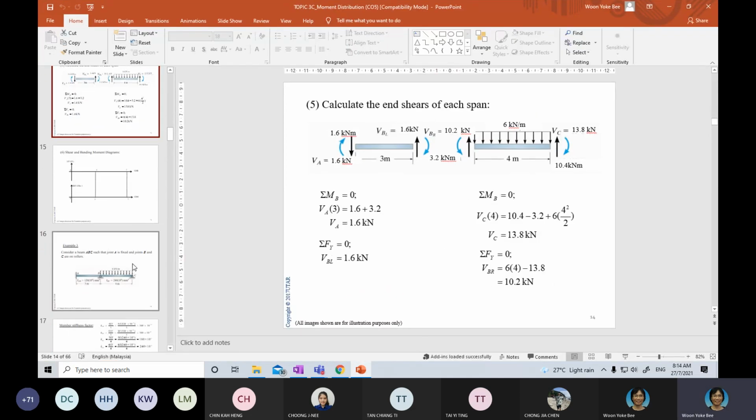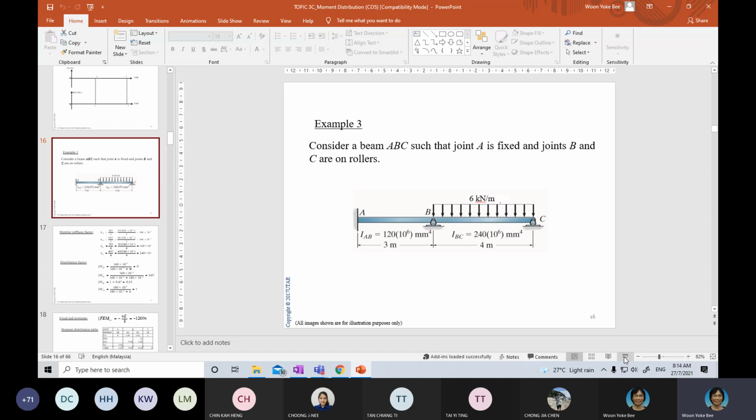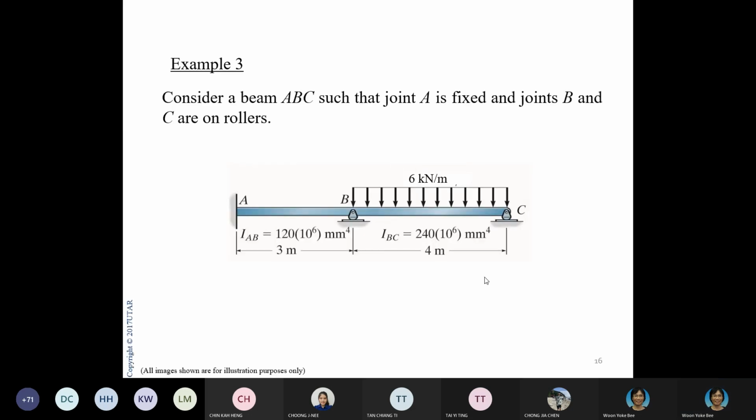So with that, we will go on now to the next example. This is a new one. We will be running through examples, and after that we will go to the rings.